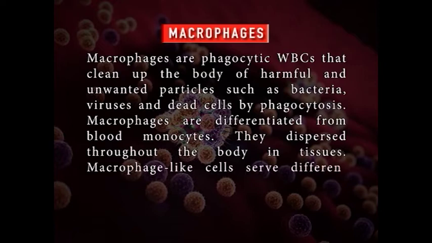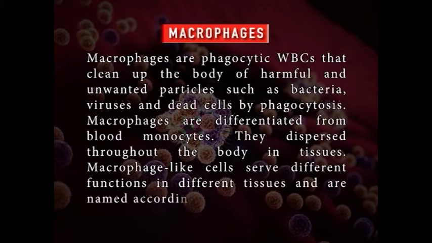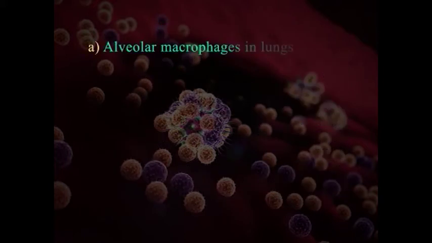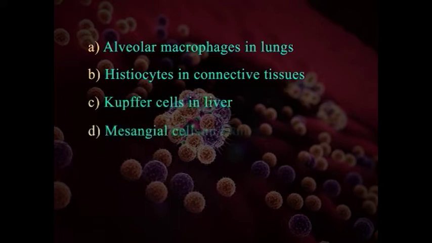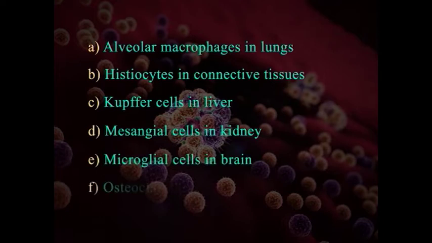Macrophages, like other cells, serve different functions in different tissues and are named according to their tissue location, as alveolar macrophages in lungs, histiocytes in connective tissue, Kupffer cells in liver, mesangial cells in kidney, microglial cells in brain, and osteoclasts in bone.